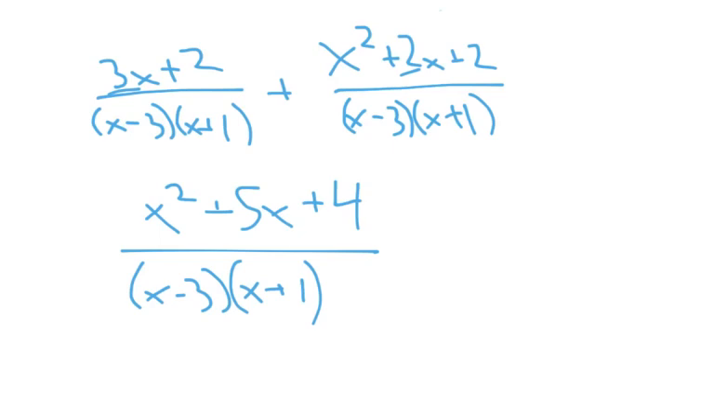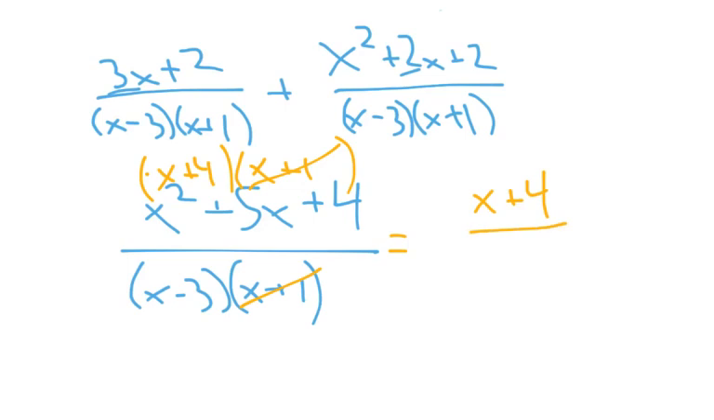Now again, you might be tempted to box it and walk away. However, we can factor this to become x plus 4, x plus 1. And when we do that, the x plus 1's go away, leaving us with a final answer of x plus 4 over x minus 3. Now we can box it and walk away.